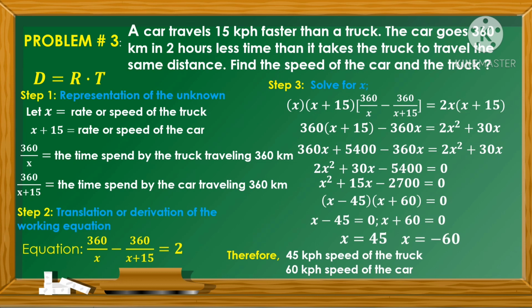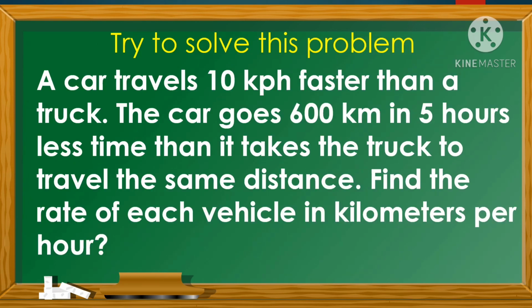This is an application of quadratic equation. Okay? We try to solve this problem. A car travels 10 km per hour faster than a truck. The car goes 600 km in 5 hours less time than it takes the truck to travel the same distance. Find the rate of each vehicle in kilometers per hour. Okay, you solve this problem and write your answer below the comment section.